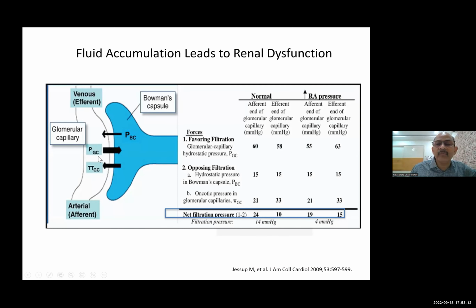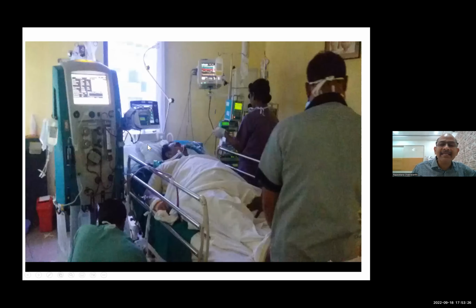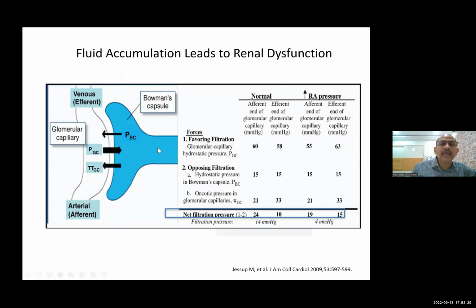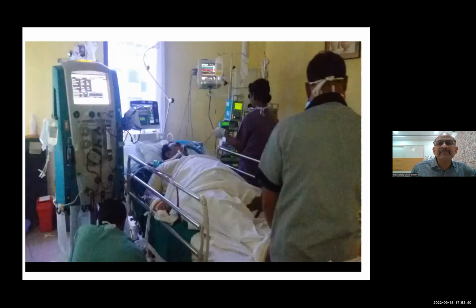Normally, this filtration pressure is around 14. That is the difference between the afferent and efferent arteriole, and the filtration pressure across the glomerular barrier is 14 millimeters of mercury. But when you have a fluid overload state, as the pressure inside the tubule increases, Bowman space pressure increases, the pressure can fall to around 4 millimeters, and you can have renal failure just because of a fluid overload state. So most of these patients who are on CRRT, you will have fluid overload and you should be careful.